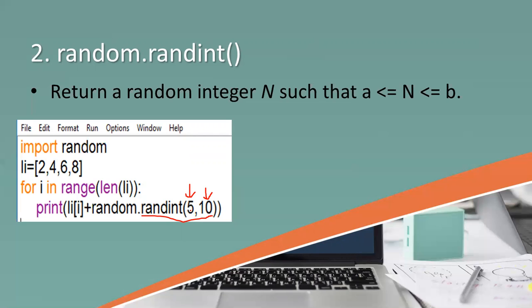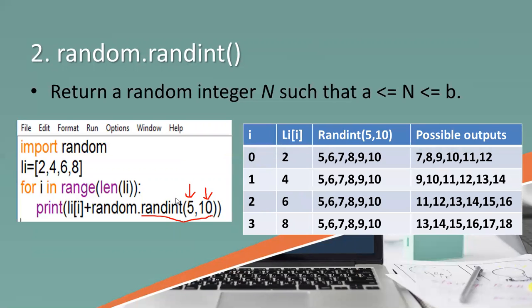Suppose it generates 5, then what will be the output? 5 will be added to each element: 5 plus 2, 5 plus 4, 5 plus 6, 5 plus 8. Similarly, if random.randint generates 6, then 6 will be added to the list elements. So like this we have to choose the options using the elimination method. We have to make a table for all the possible outputs. Here the same is done for you. See here, randint can generate any number from 5 to 10. In each case we add the list elements, so the possible outputs may be anyone from 7, 8, 9, 10, 11, 12 to 18.